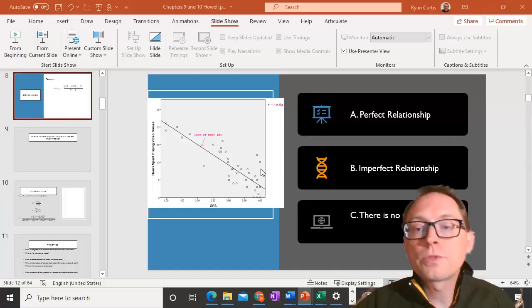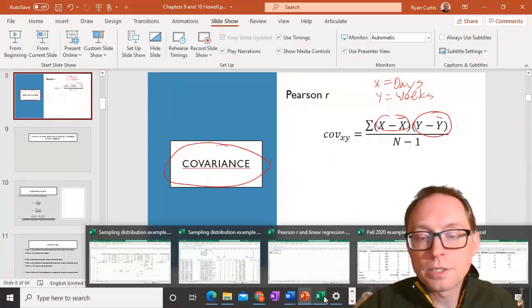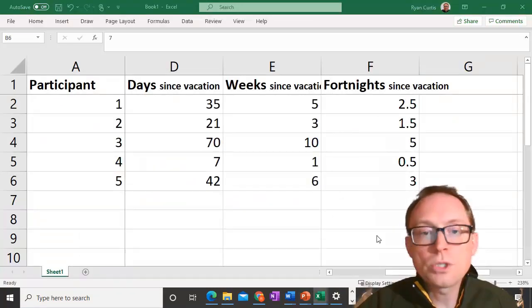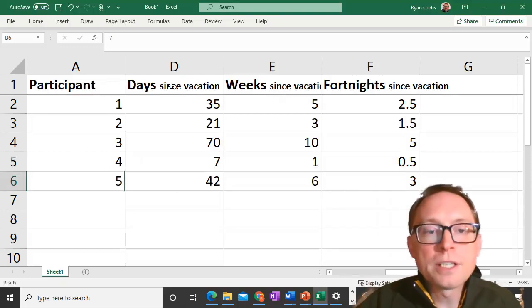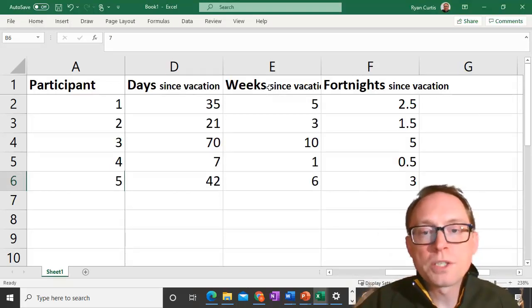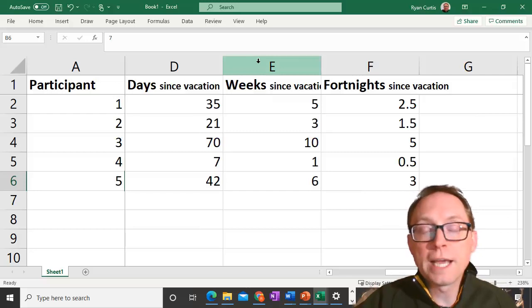Let's keep those for just a second, and let's look at some data. Here's some data that I made up. I've got the number of days since your last vacation, the number of weeks since your last vacation, and we'll talk about fortnights in just a second. So we need to calculate the covariance. To do that, we need to figure out first the deviation for days and then the deviation for weeks. Days is going to be x, weeks is going to be y.